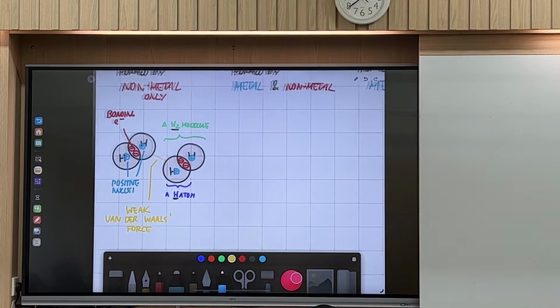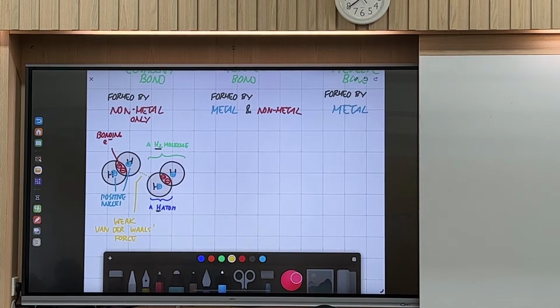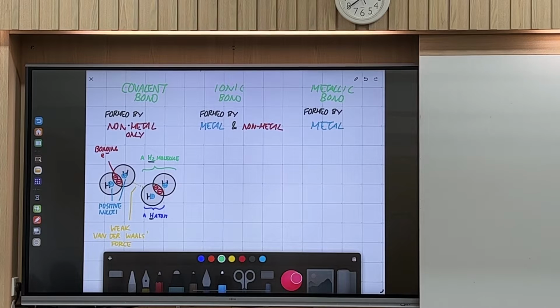So this is what a covalent bond is. A bond is a type of attraction. This attraction holds the two atoms together, so that's a covalent bond. You may highlight that in green.